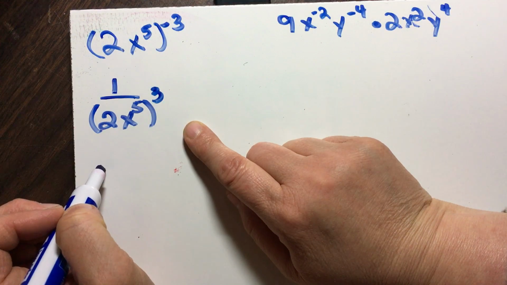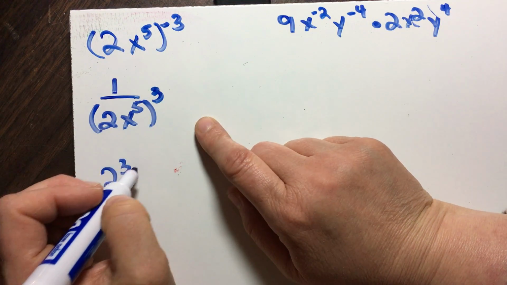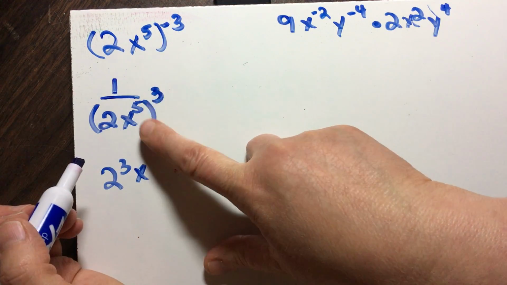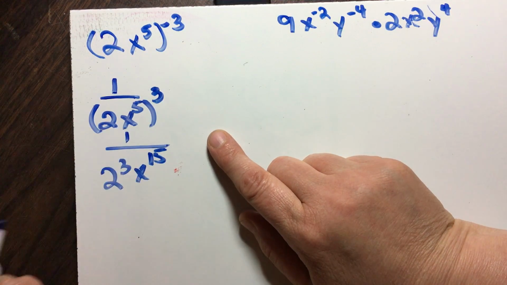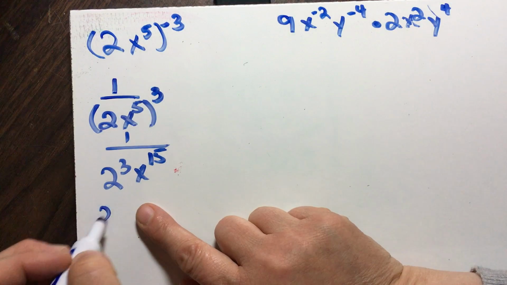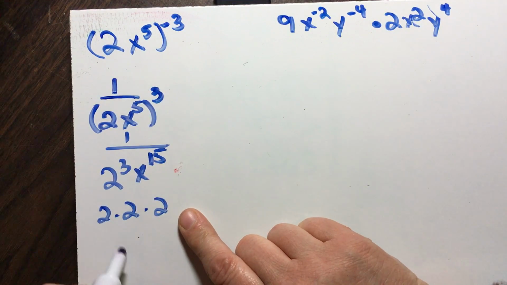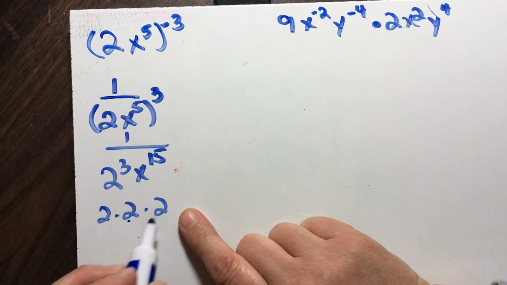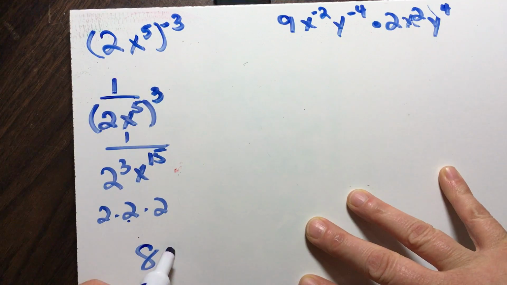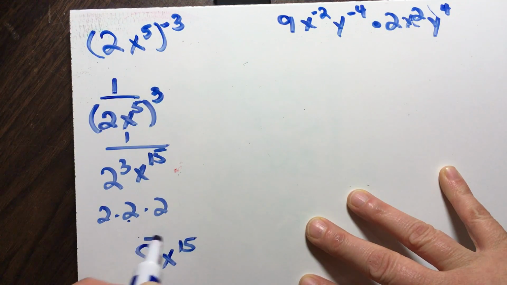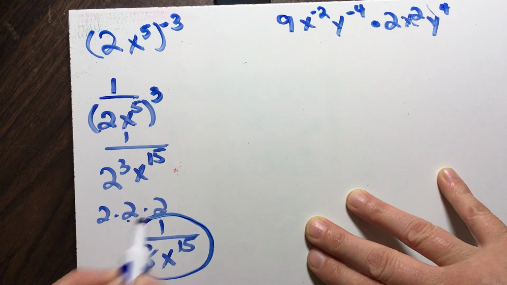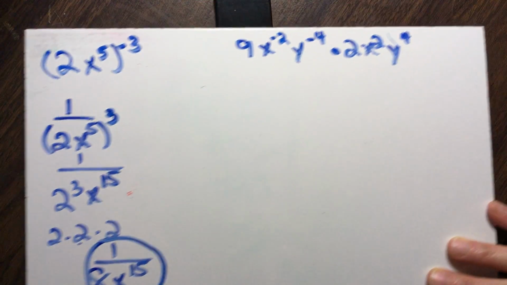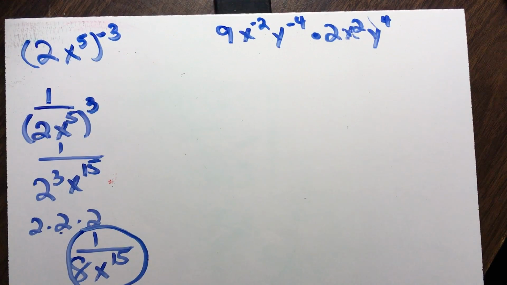So I have 2 to the 3rd, and x, a power to a power, is multiply over 1. And we can expand that to 2 times 2 times 2. That's 2 times 2 is 4, times 2 is 8. So 8, x to the 15th. So there's our final answer. Now let's take a look at the other one we have over here.